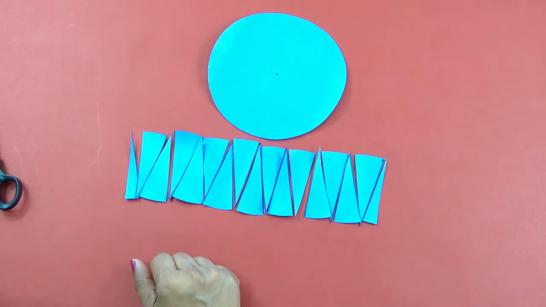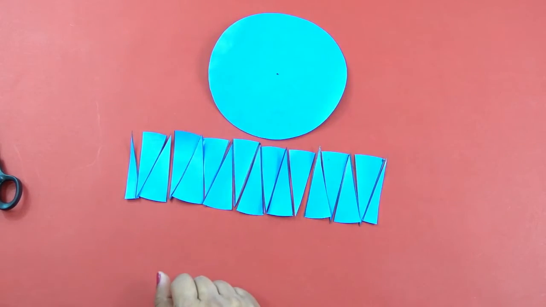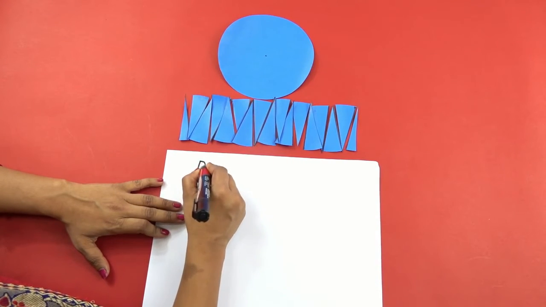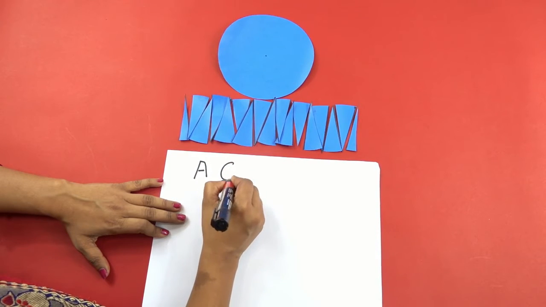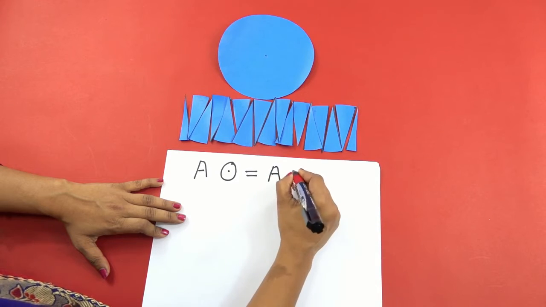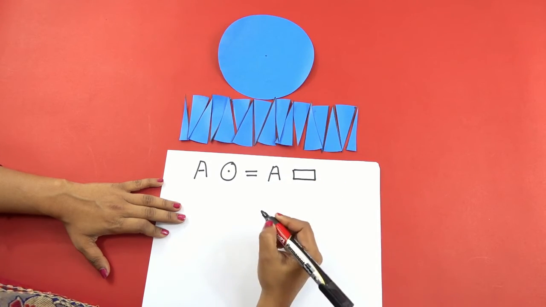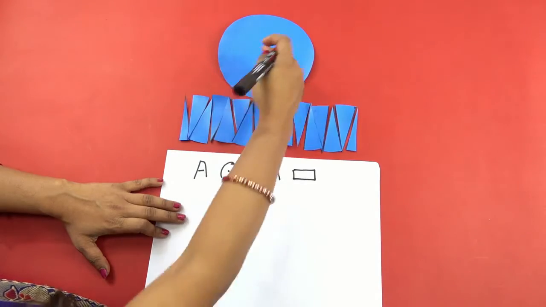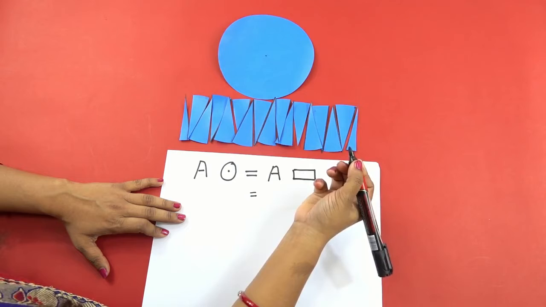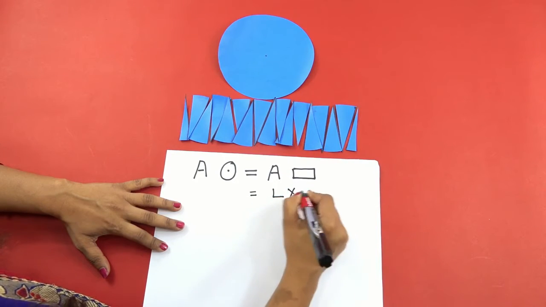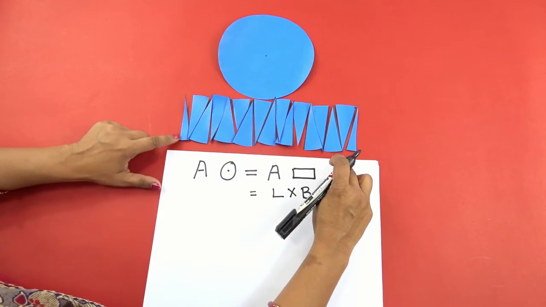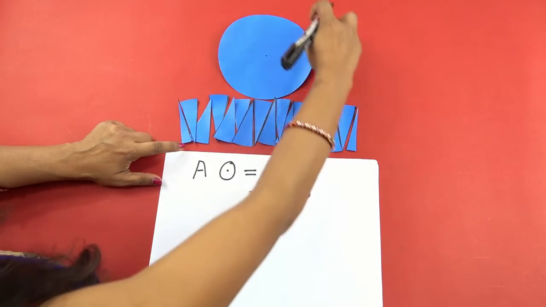But how can we prove that the area of the circle is pi r square? Let's do it. Let us understand: the area of the circle is equal to the area of the rectangle. Now, what is the area of a rectangle? Yes, length into breadth. Now, what is this length made up of? Think about it. It is made up of the circumference of the circle.